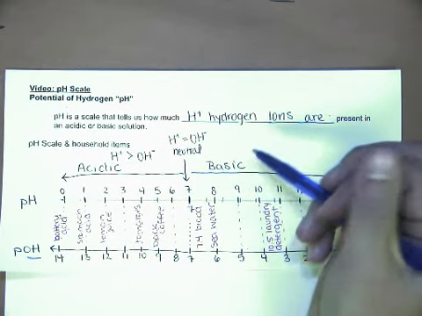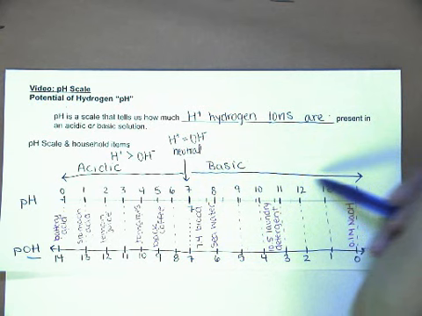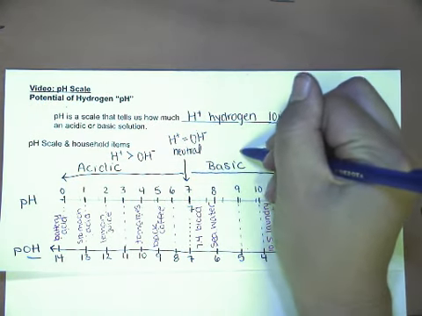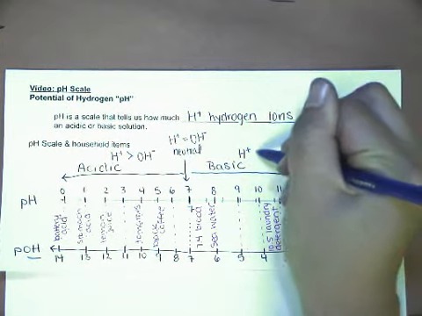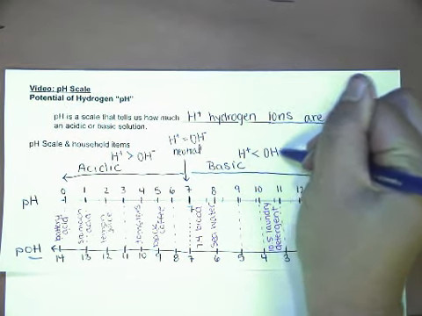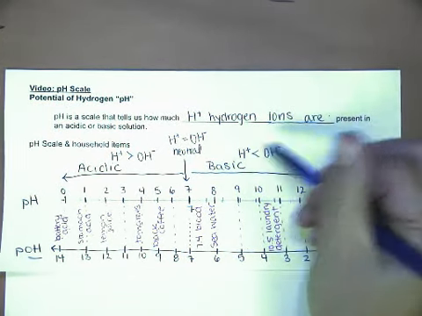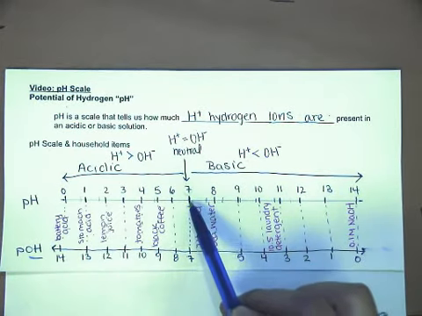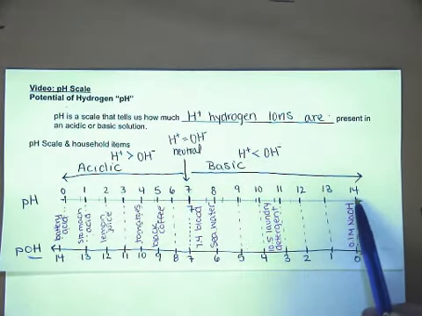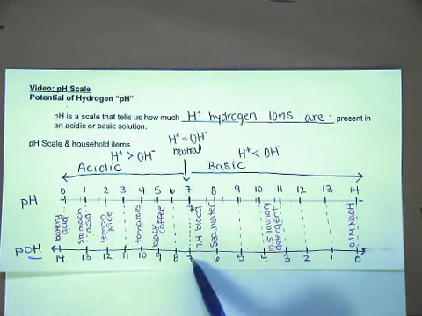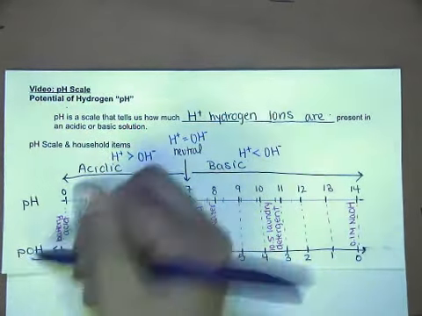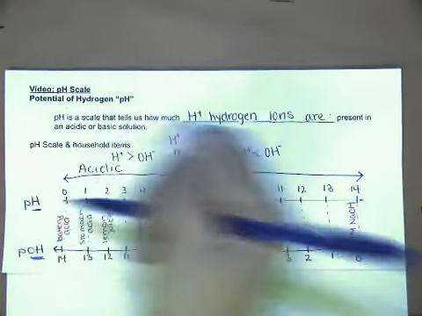If I have something greater than 7 on a pH scale, that means that my hydroxide ions are more than my hydrogen ions. So I have more hydroxides than hydrogen ions. So that means my pH is going to go between 7 and 14, and my pOH is going to go between 7 and 0. So the smaller the number, the more of that ion I have.